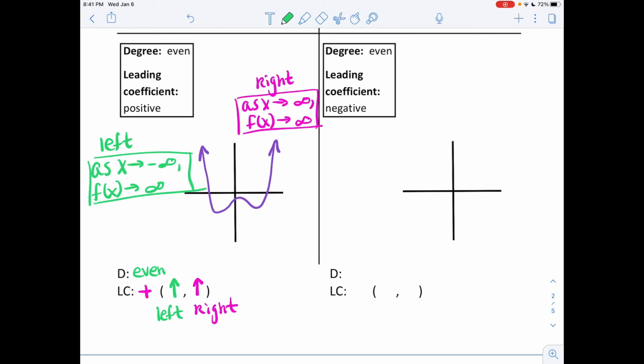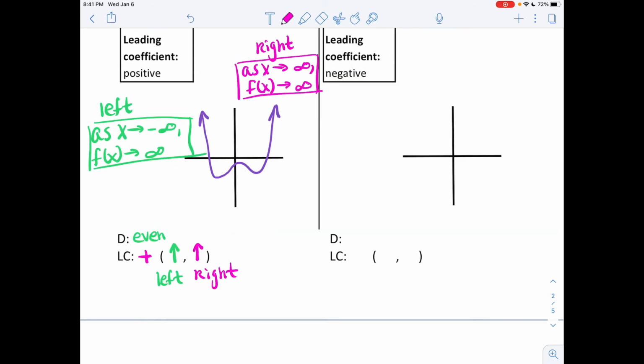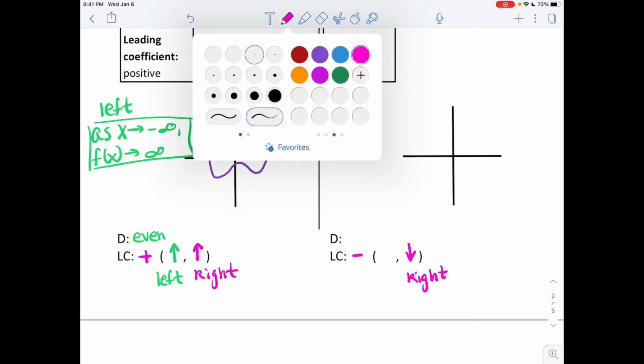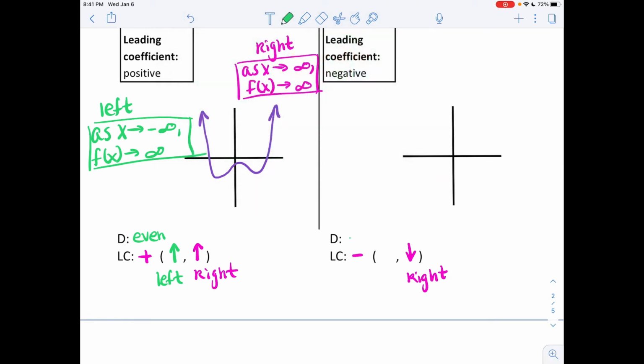Finally, let's look at even and negative. Negative leading coefficient. Remember that negative means the right arrow is going down, specifically the right arrow, and then our even degree tells us that the left-hand arrow must be doing the same thing. So the left is there.